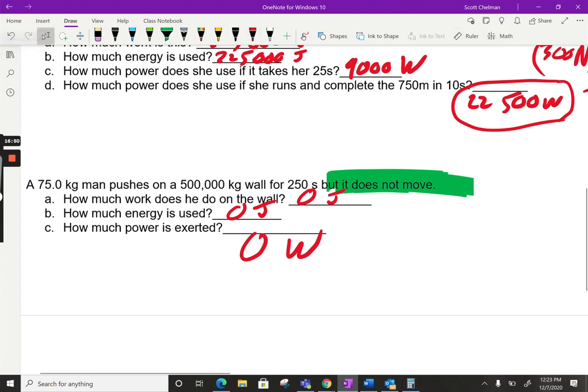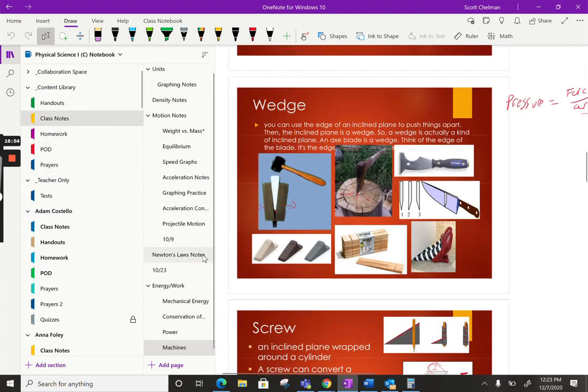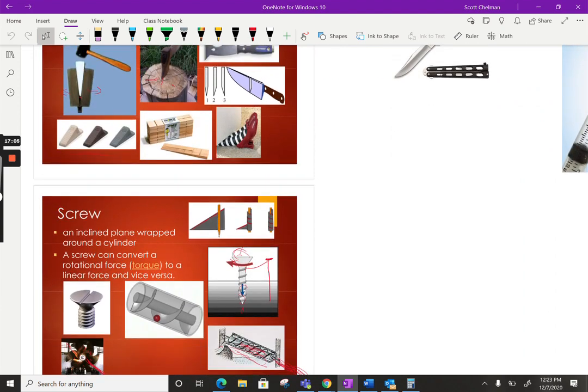Okay, so my plan for today is we're going to get through the rest of these machines here, and talk about and review mechanical advantage and all this good stuff.